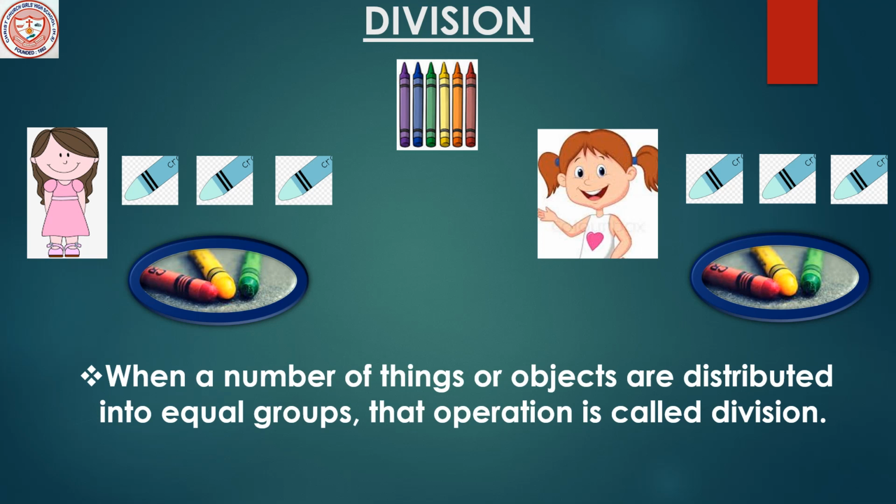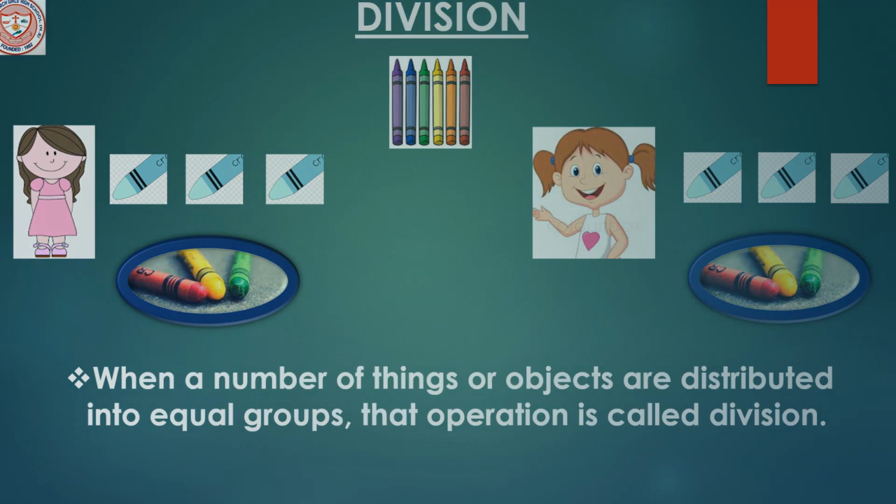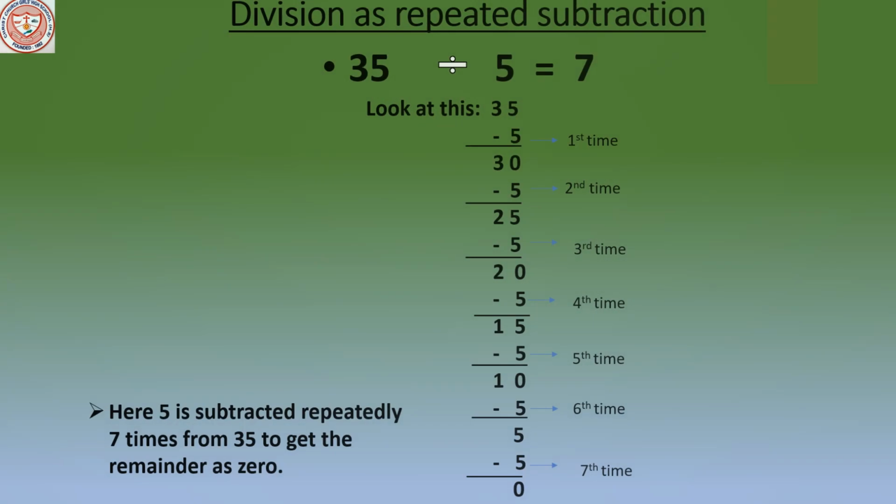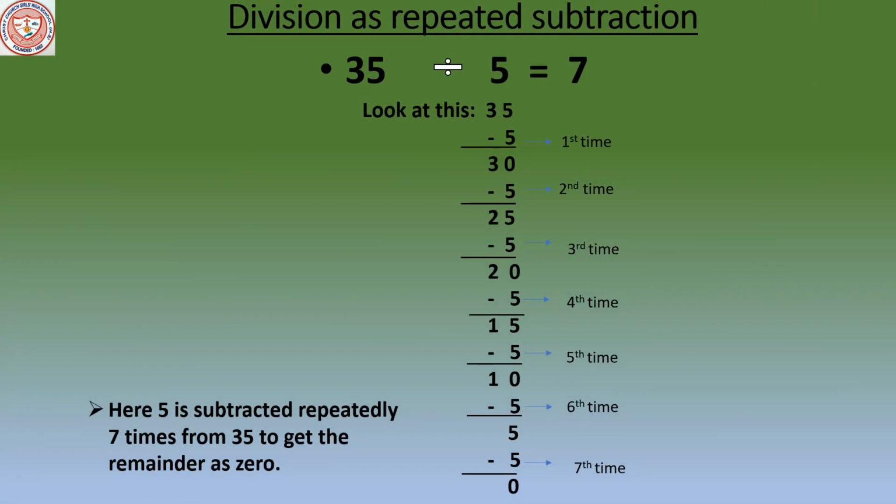division. Yes. Now, division as repeated subtraction. Do you remember that? Division is actually repeated subtraction till we get 0. How? Let us revise it with an example. Look, 35 divided by 5 is equal to 7. Thus, we generally do division.